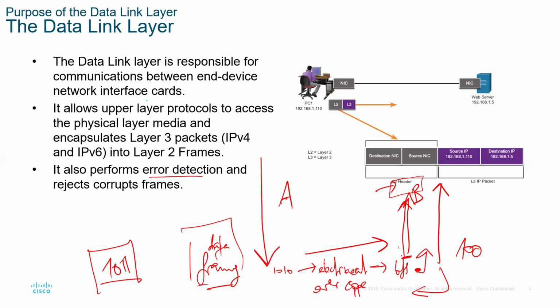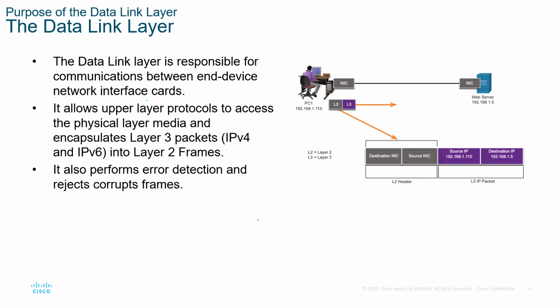Number 2, translation. Translation of upper layer data into a format that is transmittable over a specific type of medium. That's number 2. And number 3, error detection. Very simple. I've put much emphasis on this because typical exam question, you are given a list of functions and you have to choose. That's a multiple answer question. You have to choose 3 functions of the data link layer.